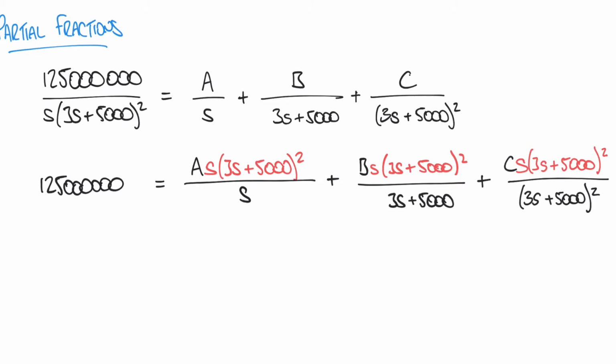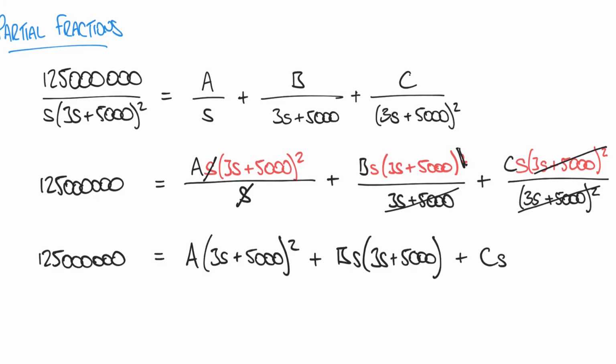And again, like previous examples, there'll always be some cancellation that can occur in each of those 3 fractions. So in the first one here, we can see the s terms are going to cancel top and bottom. On the second term, the B term, the 3s plus 5,000 is going to cancel with one of those 3s plus 5,000 terms that have been squared. We're basically going to lose the squared. And in the third term, we've got 3s plus 5,000 squared on top and bottom. They're going to both cancel one another out. And so we're left with something that looks like this. 125 million equals A brackets 3s plus 5,000 close brackets squared plus B times s times 3s plus 5,000 plus C times s.